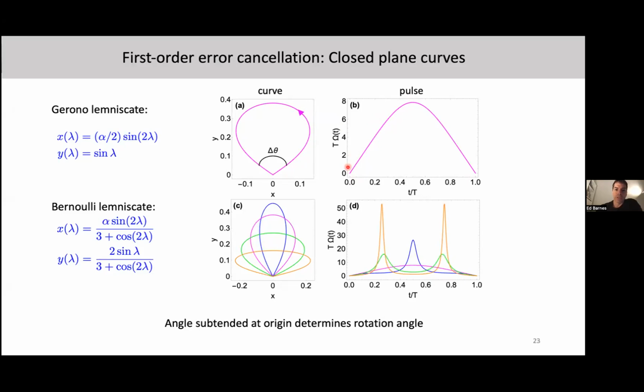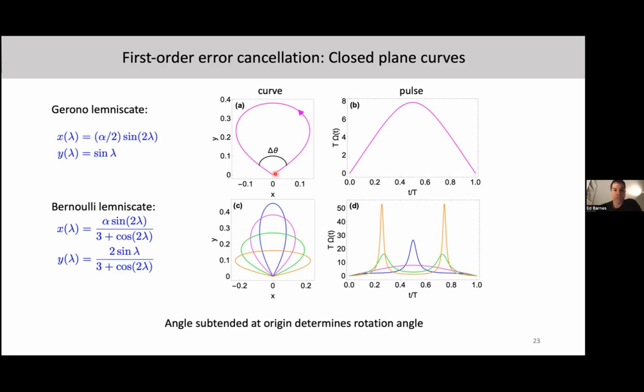And if I want to generate different x rotations, all of them robust, then I just need to draw different closed curves with different opening angles at the origin. Here are 4 different such curves, different opening angles. Each of these generates some robust x rotation, and you can see the pulse for each of these cases over here. So a nice thing about this finding is that it's a general solution to the problem. I can find any pulse that cancels noise just by drawing closed curves.